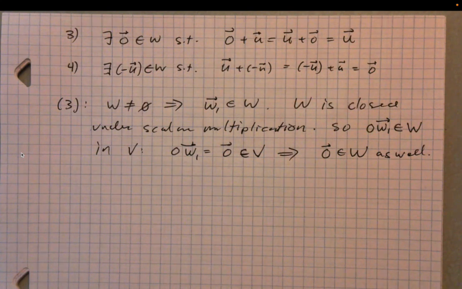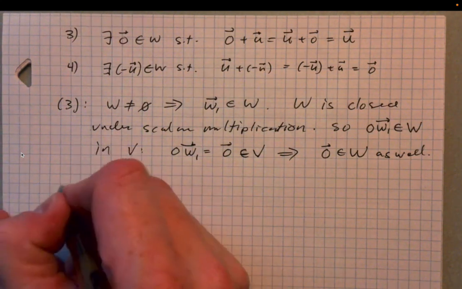The 0 vector is the additive identity here. It must be in W, and that's a consequence of the closure. In order for W to be closed, multiplying by 0 has to be permitted, which implies that the 0 vector is there as well. Now what about 4?